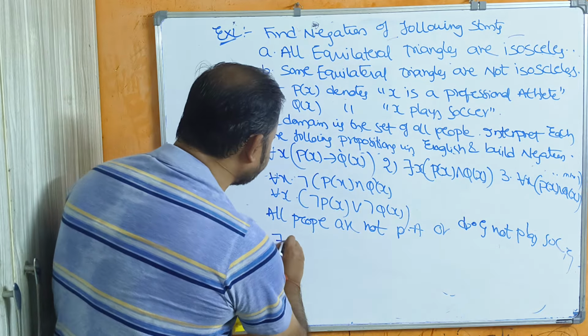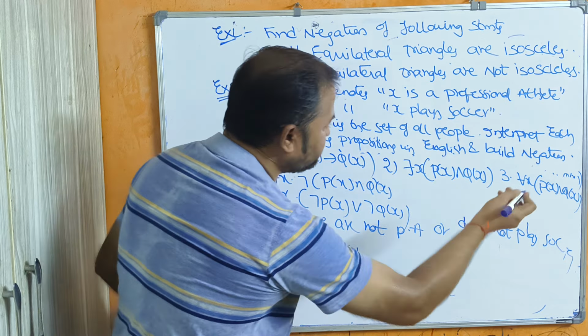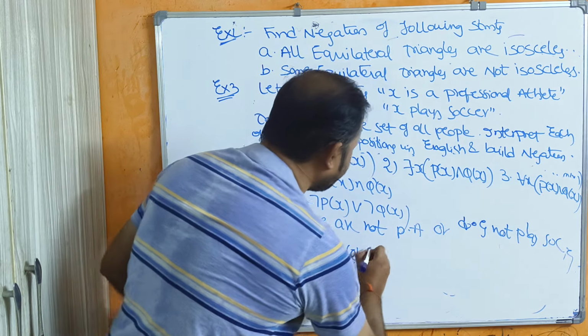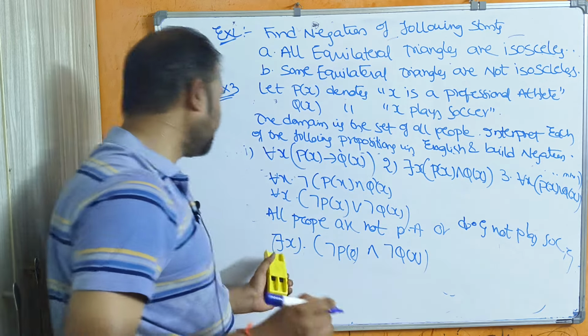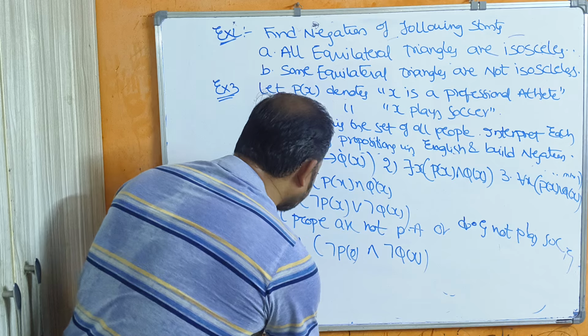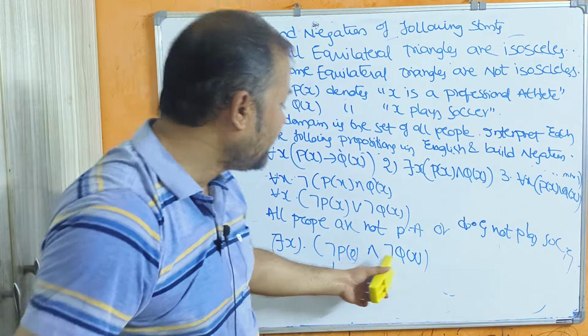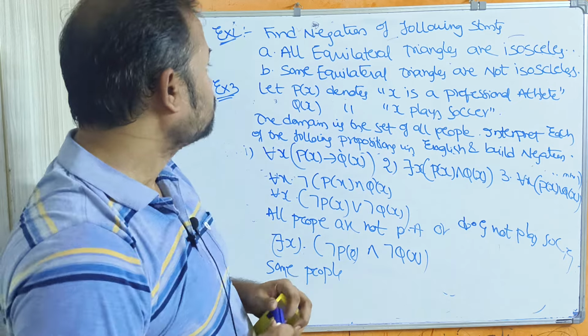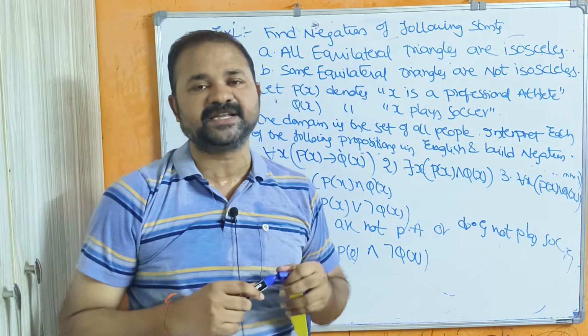Likewise, let us find the last one. Negation of for all x means there exists x, negation of P of x, negation of or means and, negation of Q of x. What is the English notation for this? There exists means some. So some people are not professional athletes and don't play soccer. In this way we can find negation for any statement very easily.